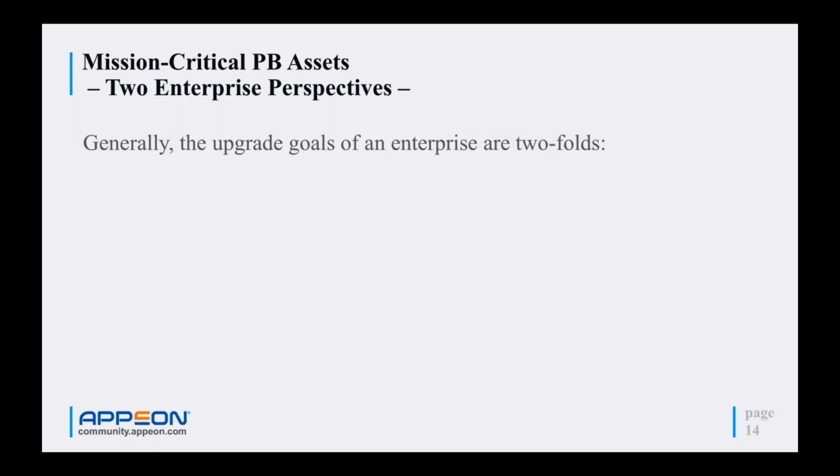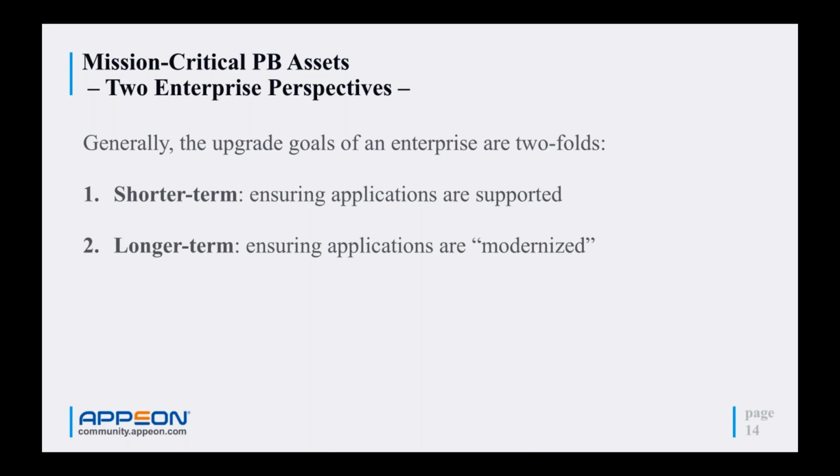Okay, with the encouragement of the June 30th release of Appeon PowerBuilder 2017, enterprises are looking to their mission-critical PowerBuilder assets from two perspectives. Number one, ensuring that their applications are running under a supported version, and that their applications are modernized to the point that the mission-critical assets are functionally prepared to move into the future.